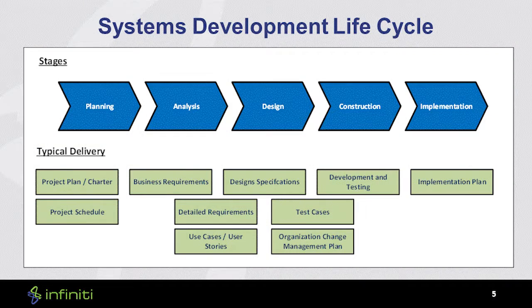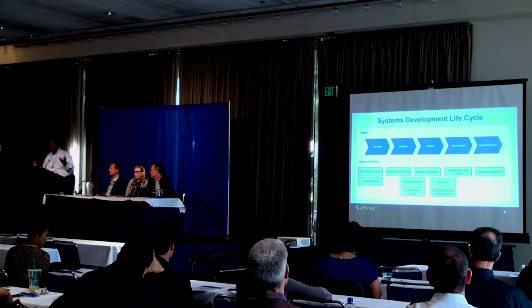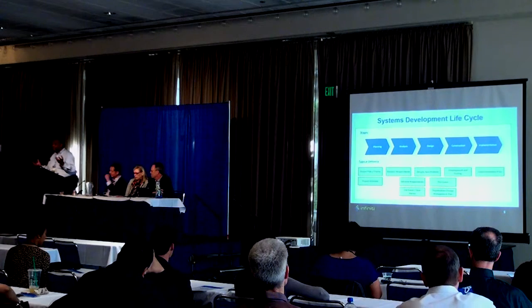So you guys have all seen this before. This is your typical waterfall system development life cycle. And you see the stages across the top: planning, analysis, design, construction, and implementation. And at the bottom, there are a number of activities or artifacts that you would produce if you're going through that process. So you have your plans, you have your charter, you have your requirements, your specs, your use cases, all the types of things that many of you have experience doing when you do a project.